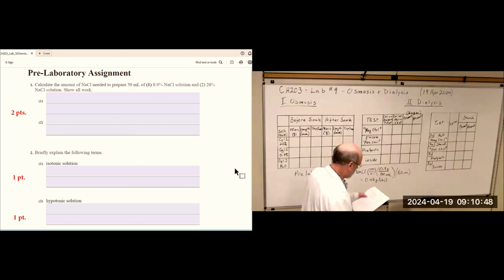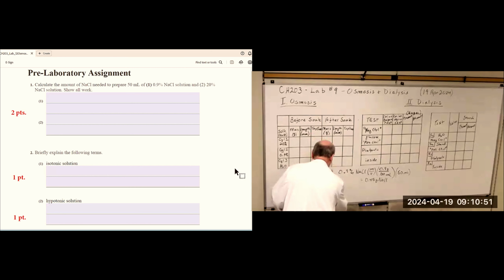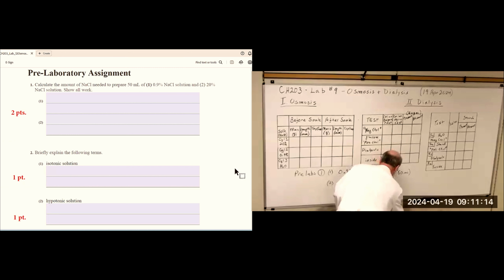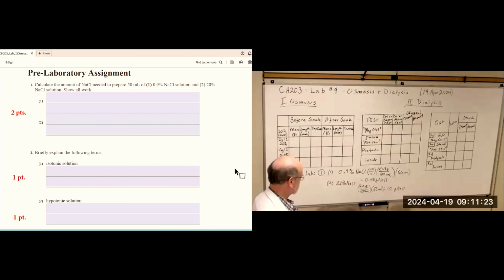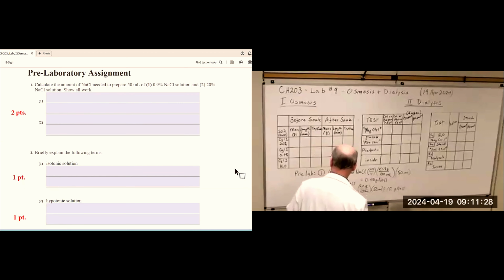Okay. Part 2 wants us to prepare 20% sodium chloride. All right. Same logic here. We have 20 grams per 100 milliliters times 50 milliliters. All right, milliliters cancel. Take a half of 20, and that's 10 grams of sodium chloride. Okay. It's pretty simple. All right, that was number 1.